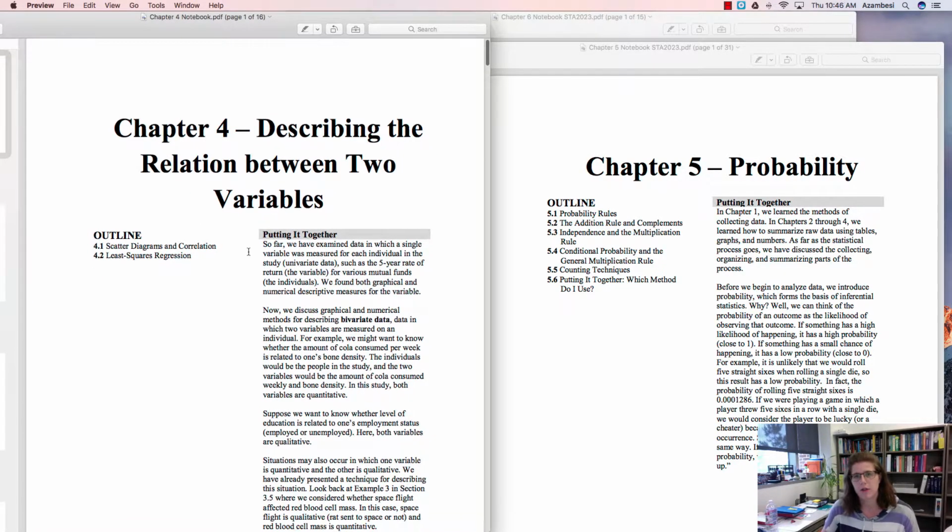And while there are only 2 sections in chapter 4, I encourage you to spend some time looking at it. You'll be working on section 4.1, which has the interactive assignment and the homework, as well as 4.2 with the interactive assignment and the homework.